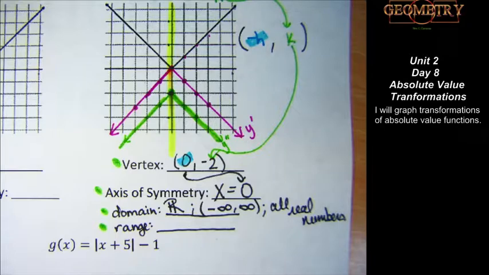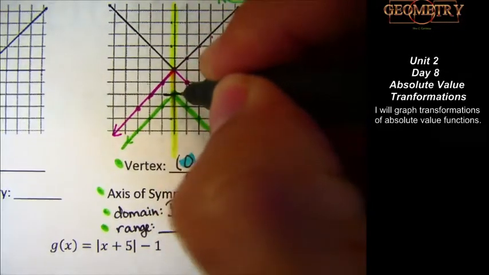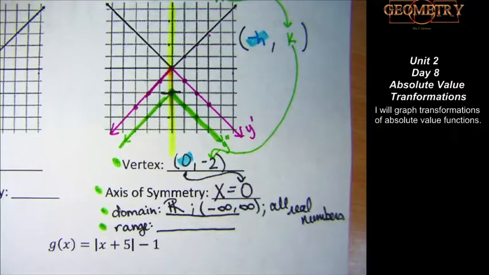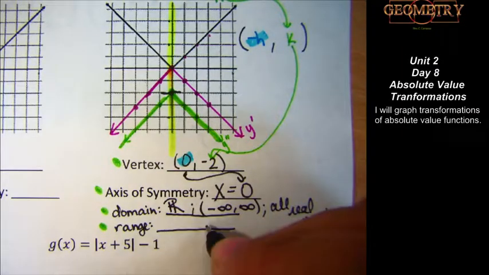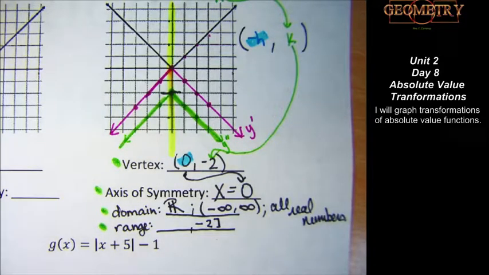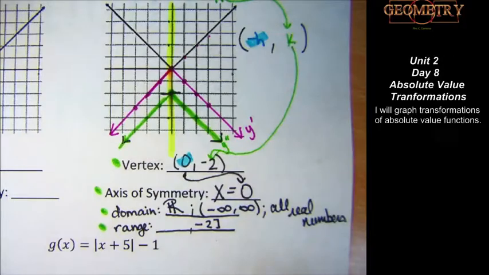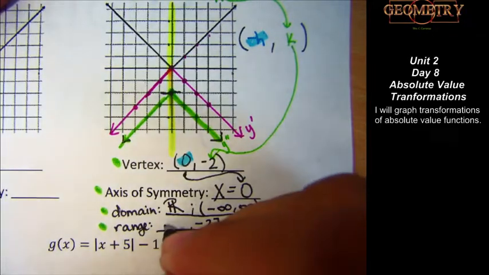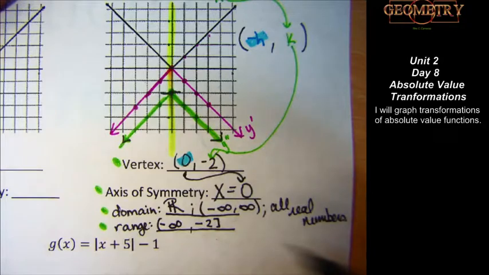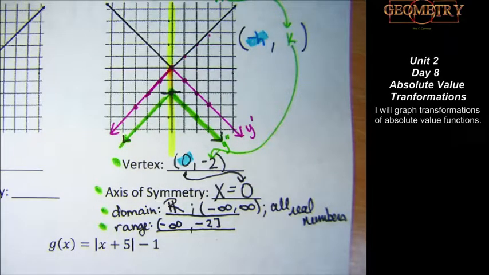Let's talk range. Does this have a maximum or a minimum? Maximum. Maximum because it's pointing downward. What is the maximum value this thing can take? -2. And so my range is going to end at -2 because that is the maximum value that this could be. What's the minimum value this could take? -infinity because I have these arrows on the end, meaning it's just going to keep dropping. I can't include -infinity because it's a thought, not a number.